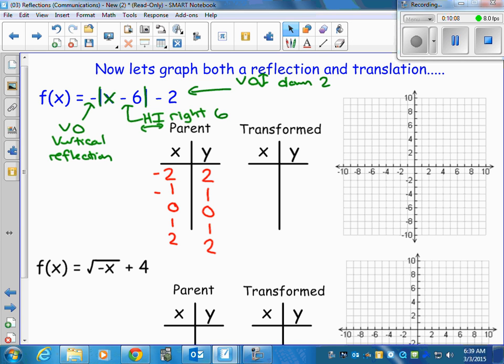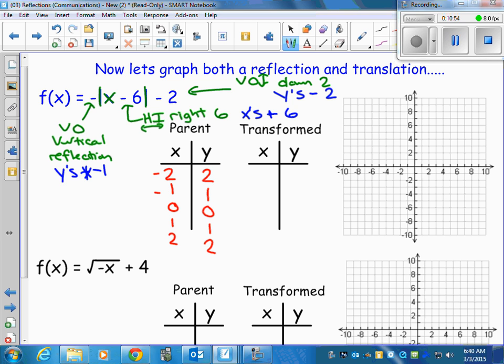Okay, and remember, when we look at the operations, once we describe it, we want to talk about what's actually going to happen to the table. Verticals affect your y values, so we can look at both of those verticals first. Our y's are going to be reflected, multiplied by a -1, and then move down 2. So -2, and we do have to follow that order of operations. Our horizontal x values, right 6 means that the x's are going to be plus, not times, plus 6 to our x values.